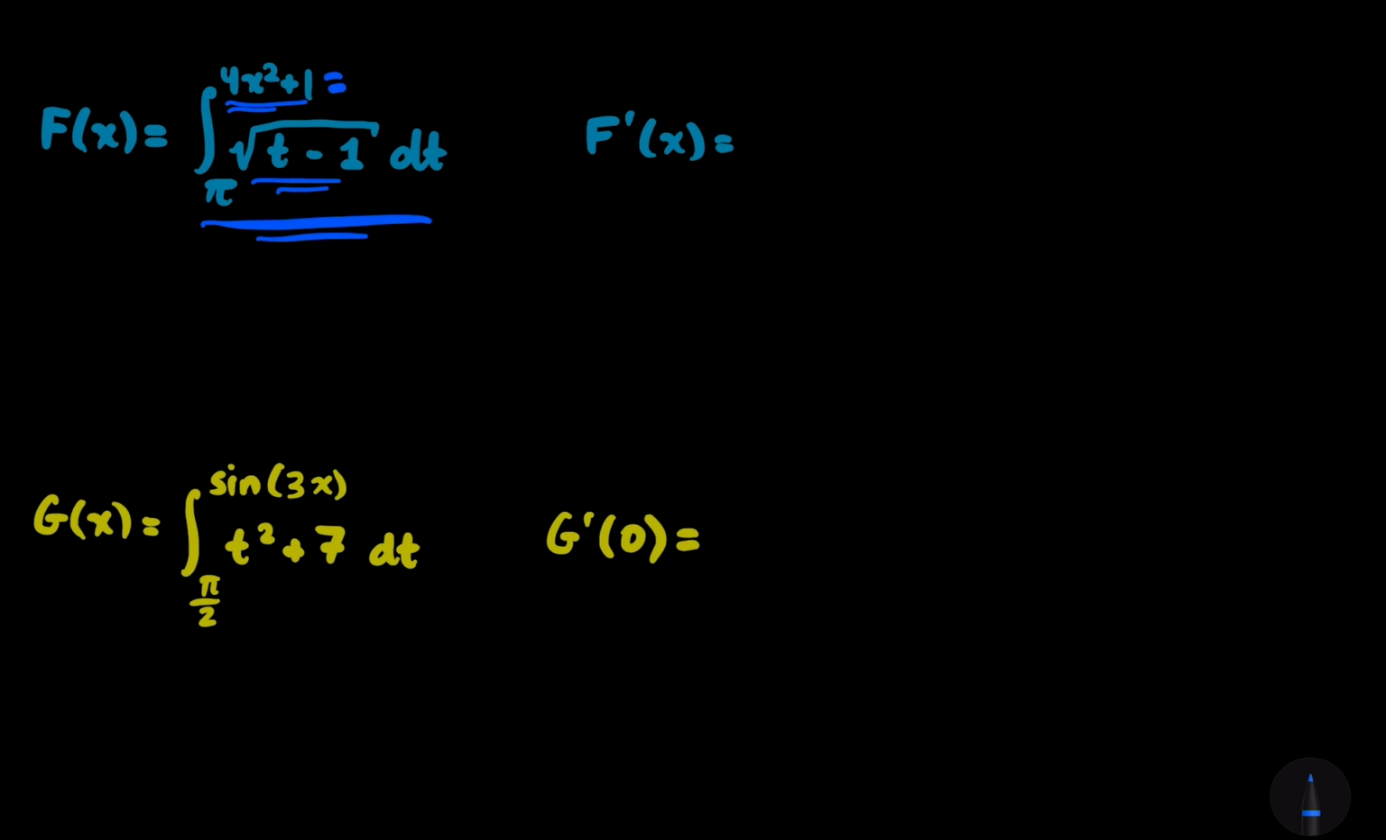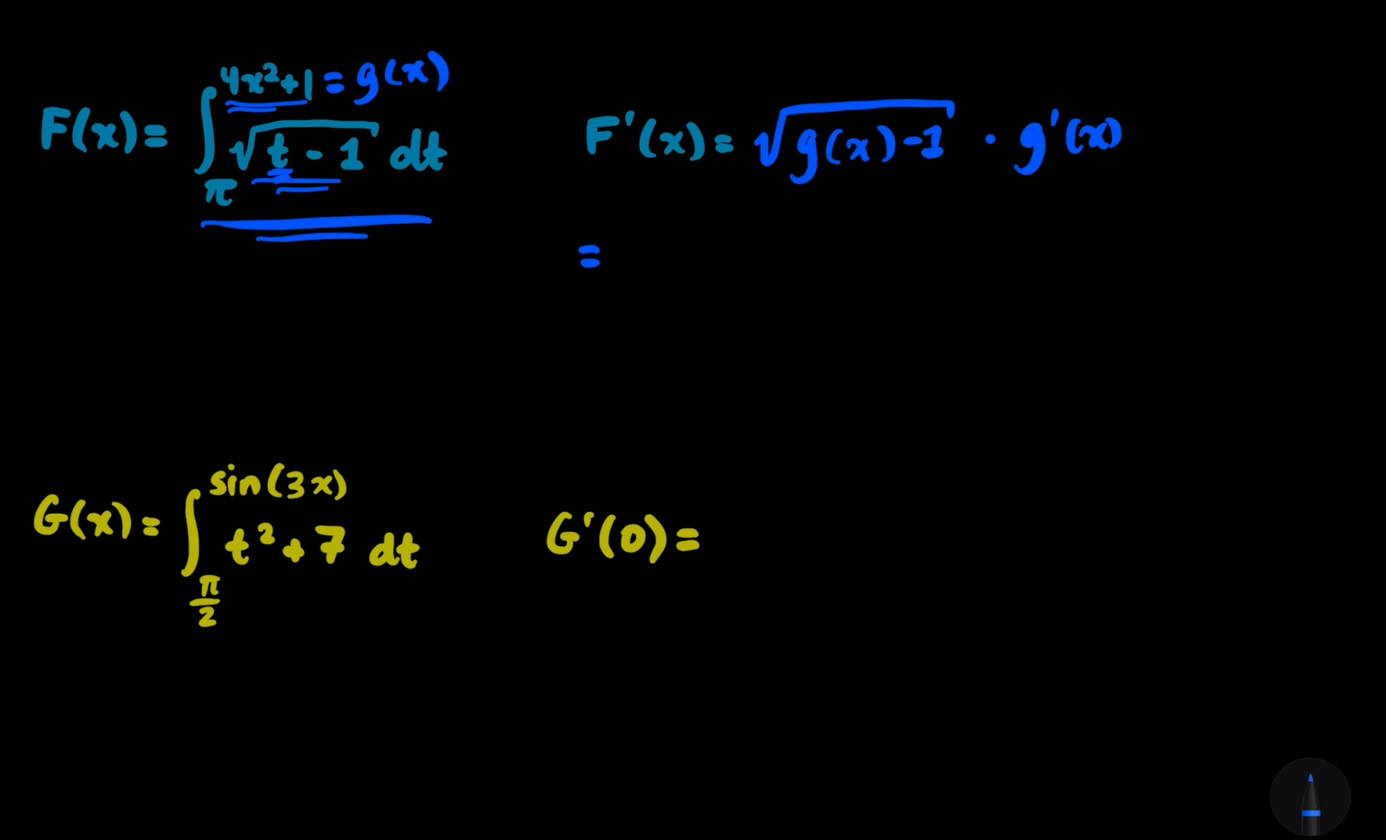So this is our g of x right over here. And so capital F prime of x is going to be the square root of, instead of t, we're going to input g of x. So this is g of x minus 1. And then we're going to multiply that by g prime of x.